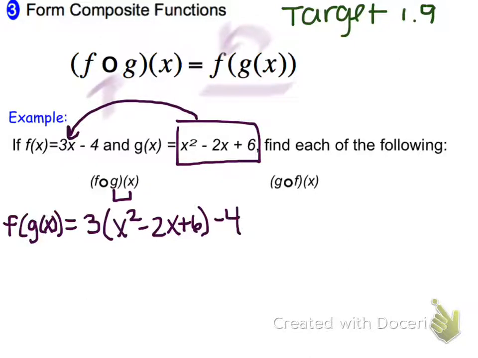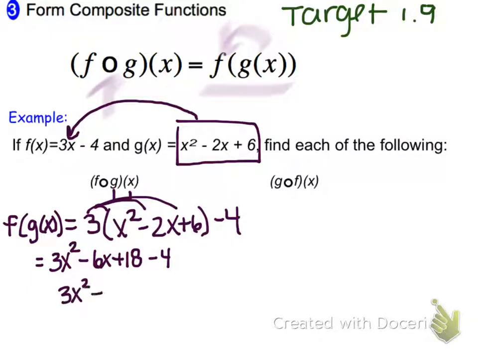And this is a case where parentheses become really important for us. Doing a little bit of simplifying, we can distribute the 3. So we'll get 3x squared minus 6x plus 18 minus 4. And a little more simplifying gives us an answer of 3x squared minus 6x plus 14. And this is what f of g of x would equal.